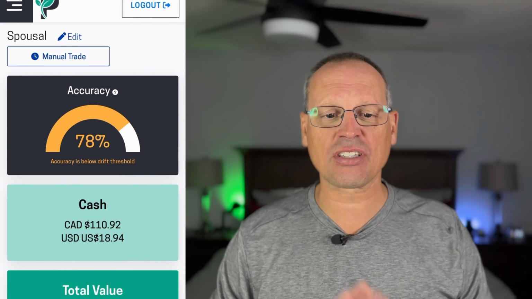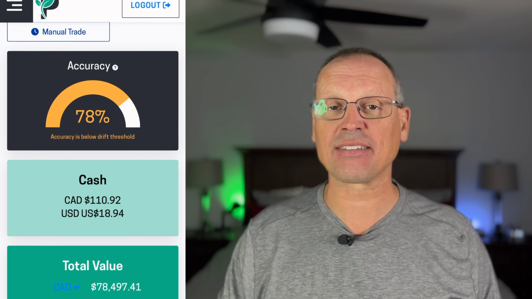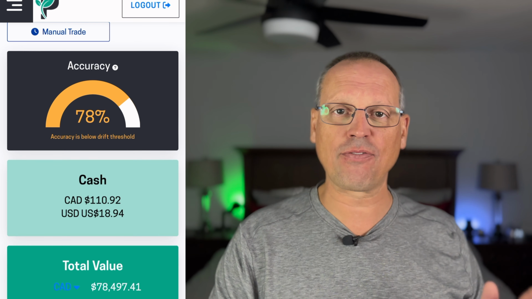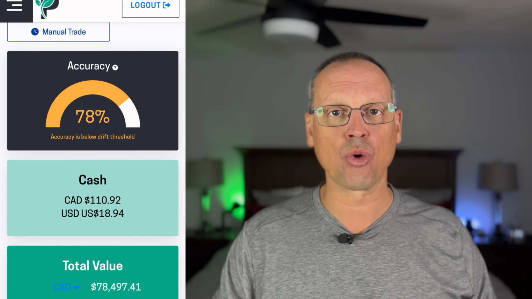It is accurate to 78% right now. It is the lowest accuracy that I have of my asset allocation, but that's because a lot of it sits in US funds, and converting funds in Questrade is a bit of a challenge because you have to use Norbert's Gambit.